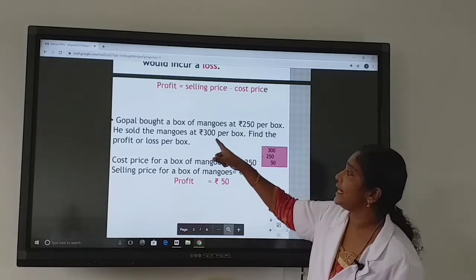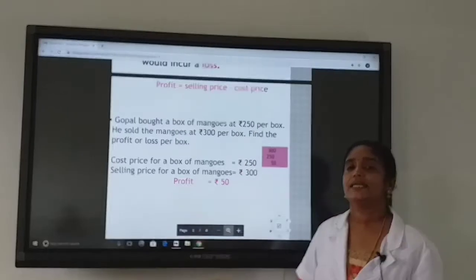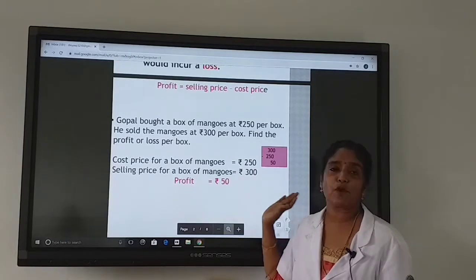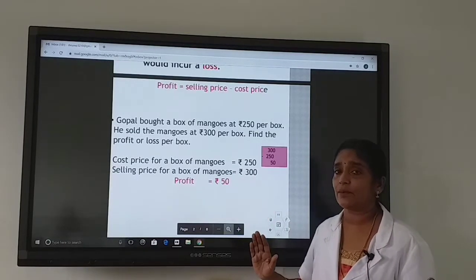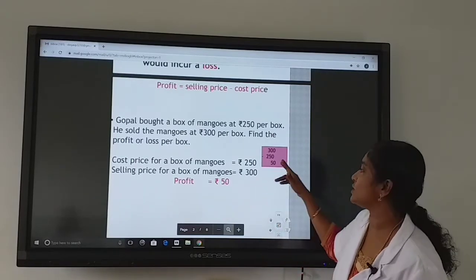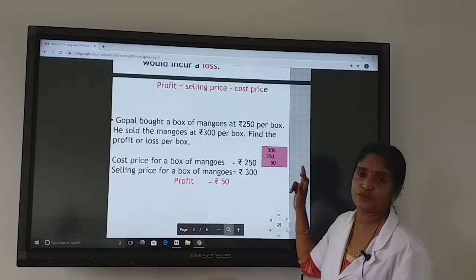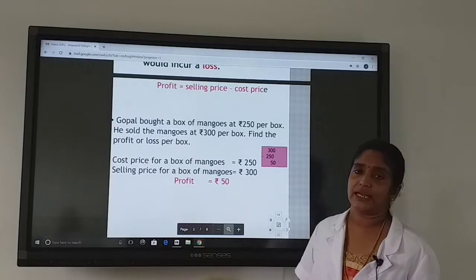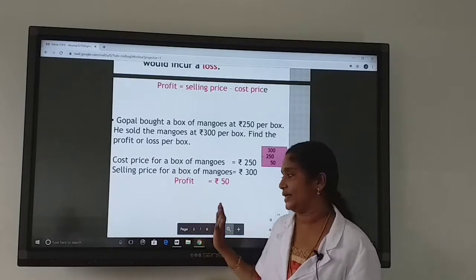Here selling price is greater than the cost price. So, it is profit. How much is the profit? We want to subtract selling price minus cost price. 300 minus 250, that is 50 rupees. The profit is 50 rupees.